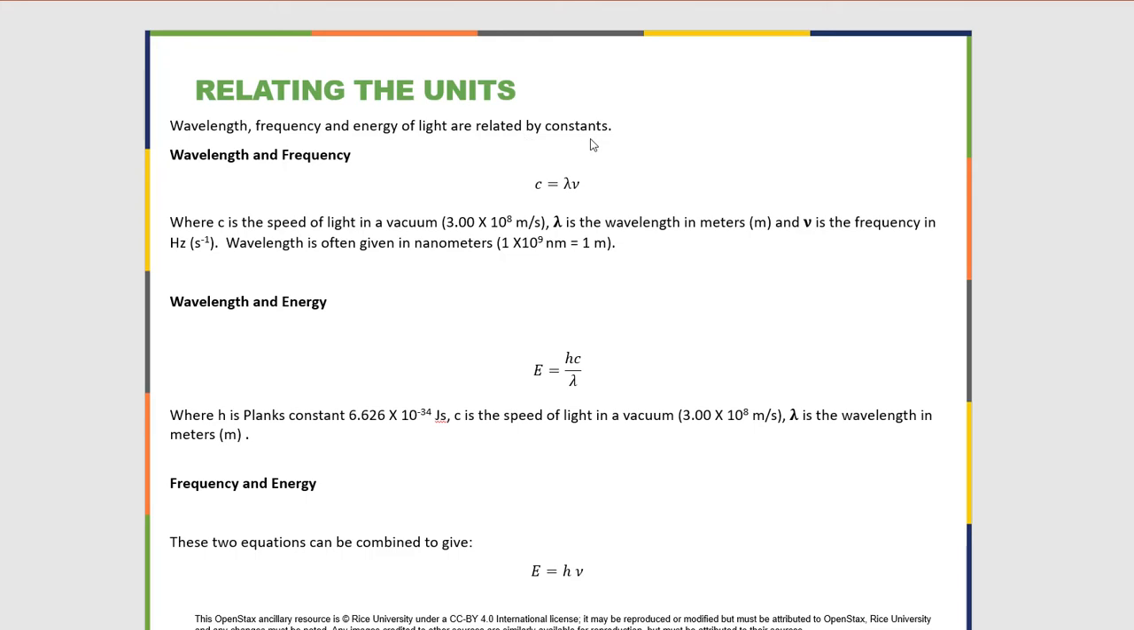Said another way, if you know the wavelength of light, you can calculate its frequency and its energy. If you know the energy of light, you can calculate its frequency and wavelength. If you know the frequency, you can calculate the wavelength and the energy. Again, they're all related by constants.